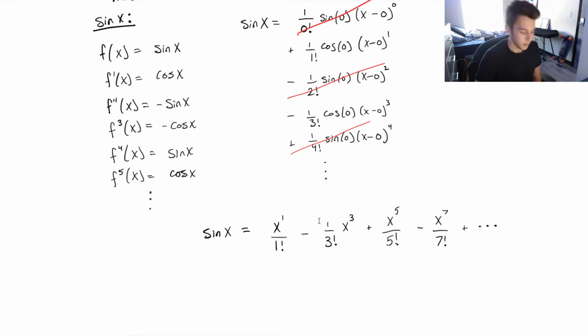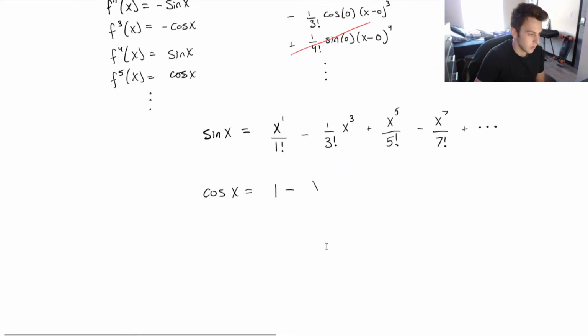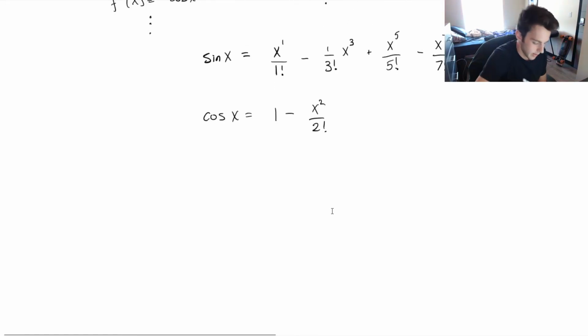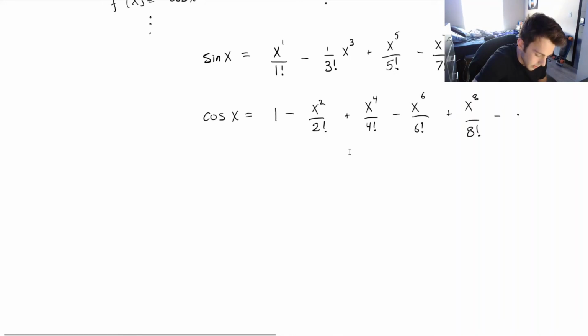It's kind of crazy. So if you were to follow the exact same process for cosine of x, you would get 1 minus x squared over 2 factorial, and then plus x to the 4 over 4 factorial, minus x to the 6 over 6 factorial, plus x to the 8 over 8 factorial, and then that would go on to infinity. And that would be our representation of cosine of x, right?